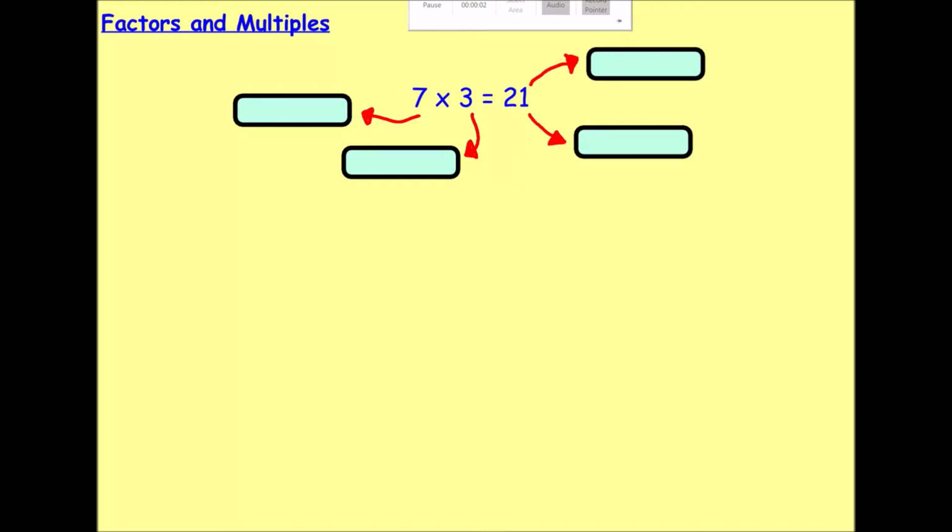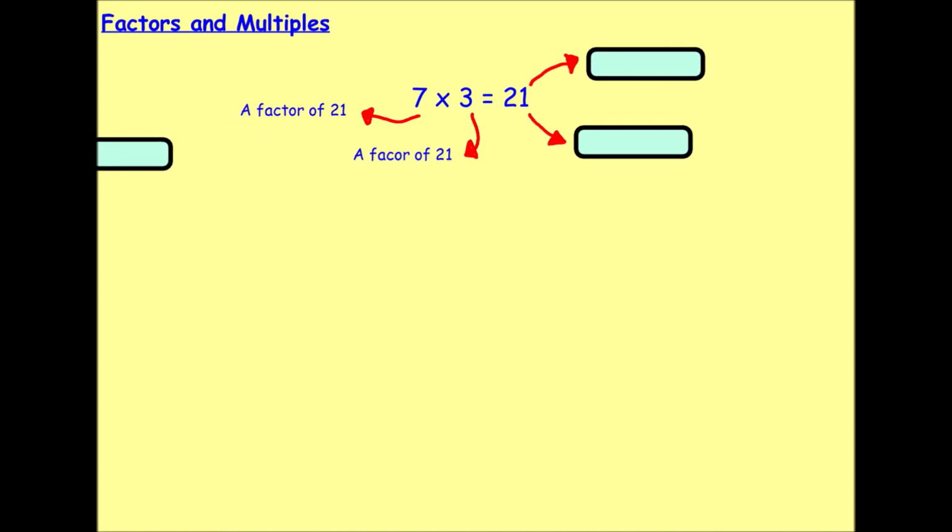Here we've got a quick video to remind us all about factors and multiples, which we have been learning about this week in school. So I have a multiplication sum, 7 times 3 equals 21. 7 and 3 are factors of 21, because if I count in my 7 times tables, I will get to 21, or if I count in my 3 times tables, I will get to 21. So they are both factors of 21.